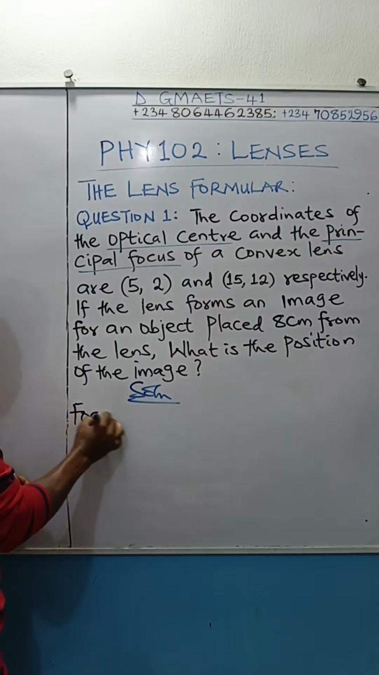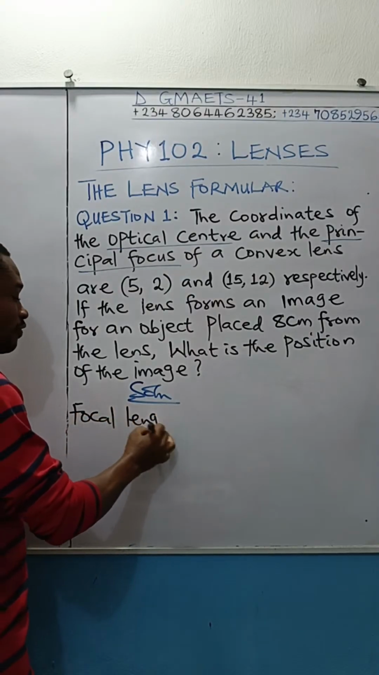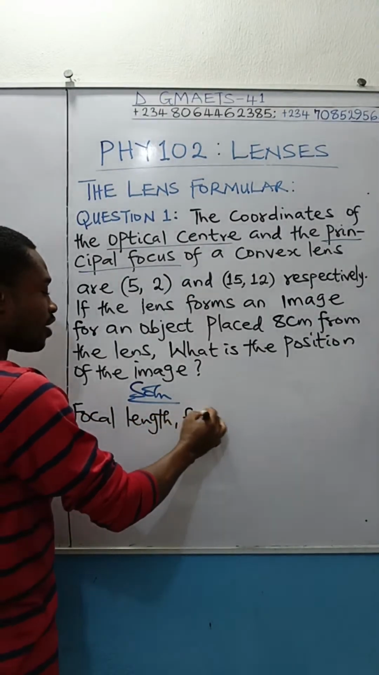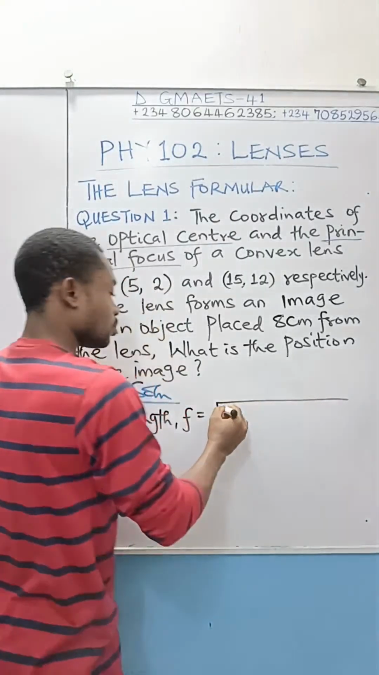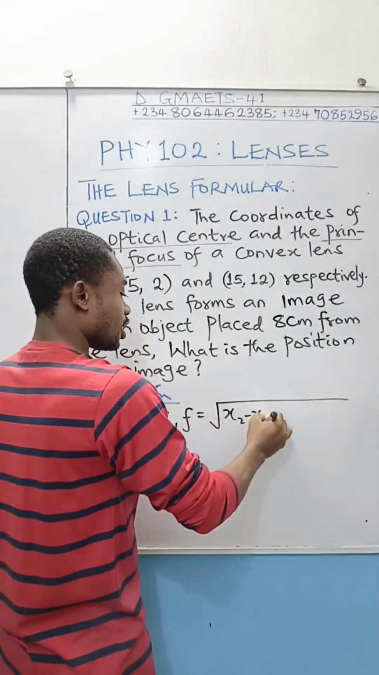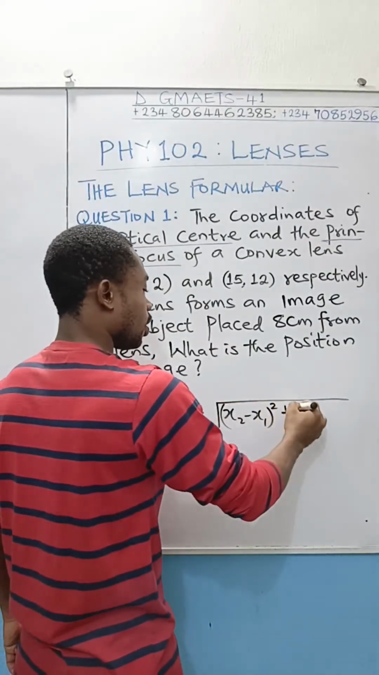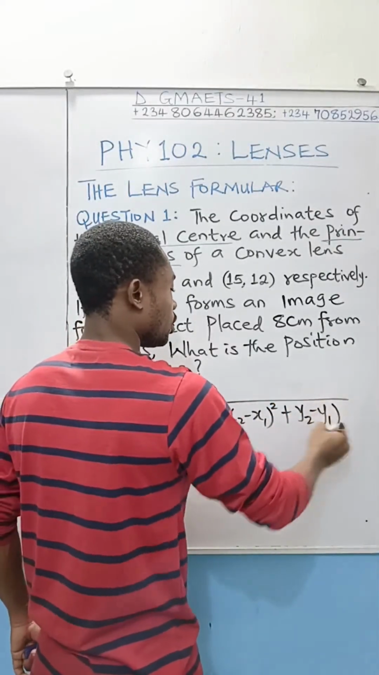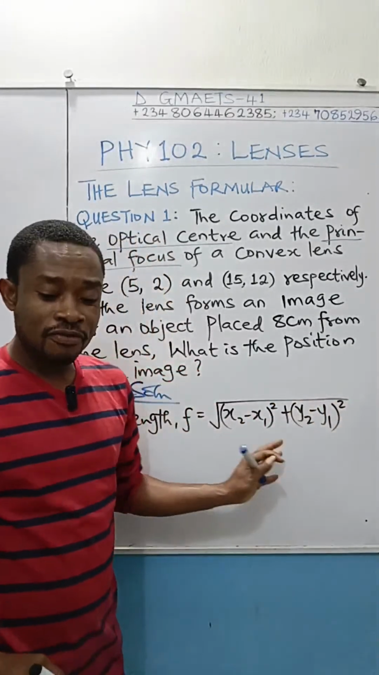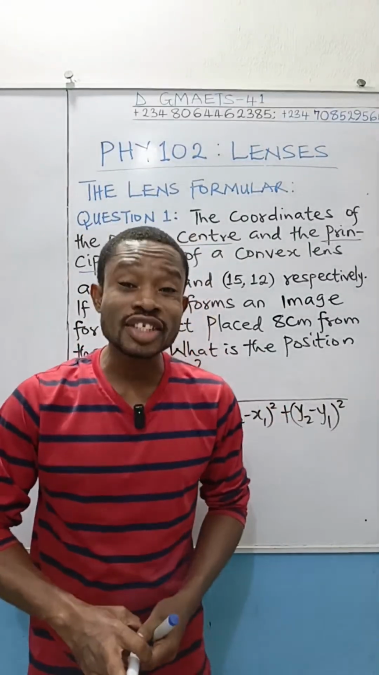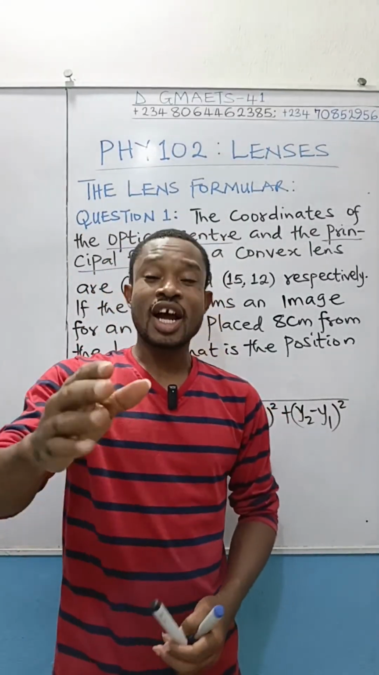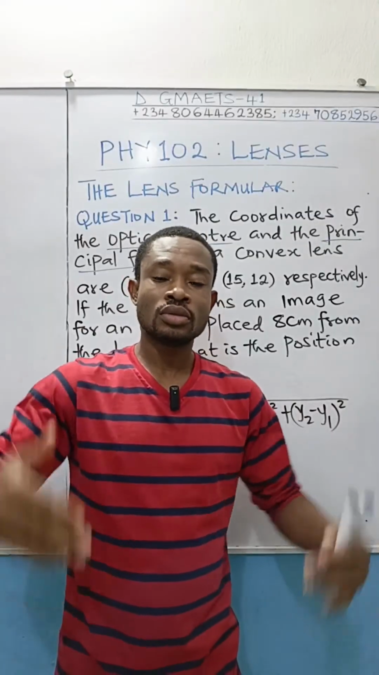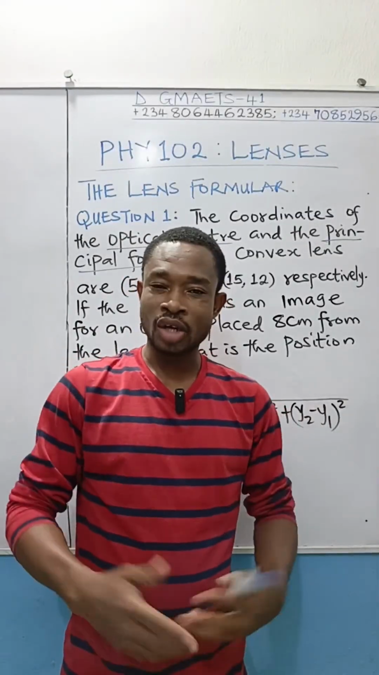So I'm going to write focal length, which I'm going to use f is equal to square root of (x2 minus x1) all squared plus (y2 minus y1) all squared.